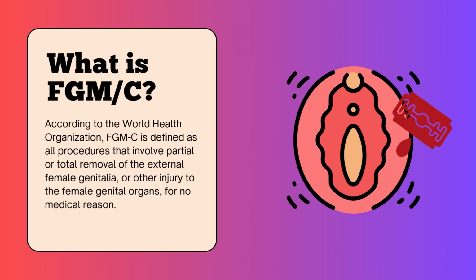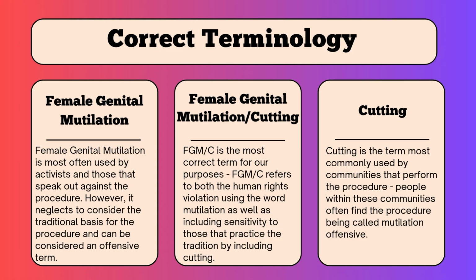According to the World Health Organization, FGMC is defined as all procedures that involve partial or total removal of the external female genitalia or other injury to the female genital organs, for no medical reason. Before we continue, it is important to discuss the differences in terminology you may hear. Terminology that is correct to use is female genital mutilation, female genital mutilation / cutting, and cutting.